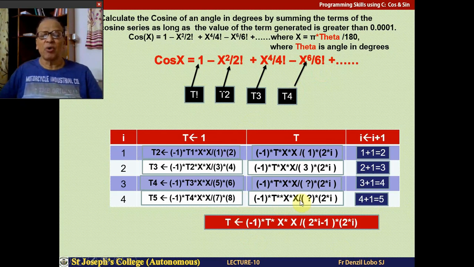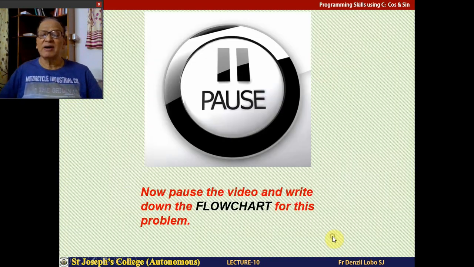And with that, we go and write the flow chart. So our formula is: first you find out T, and cos x is equal to previous cos x plus the T term. So this is our formula. Now I would like you to pause and write the flow chart for this program based on the chart we have prepared.